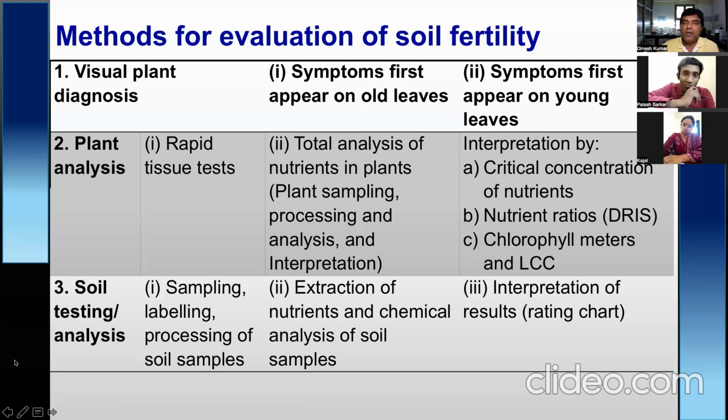Now, soil testing, the third option for evaluation of fertility, is soil testing. In soil testing, you go for sampling and then processing of the sample.